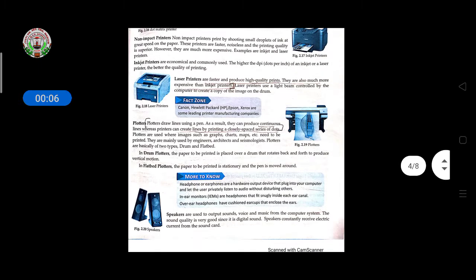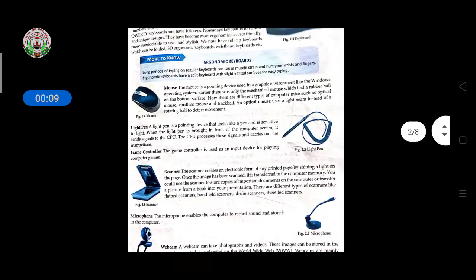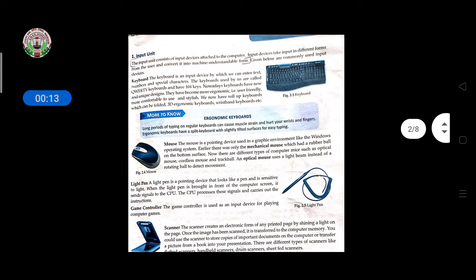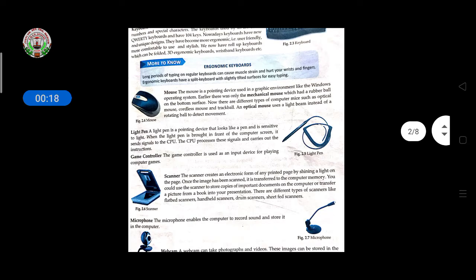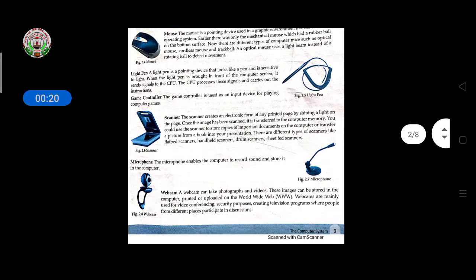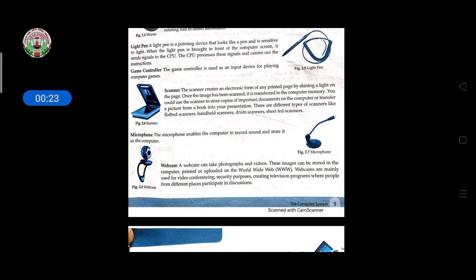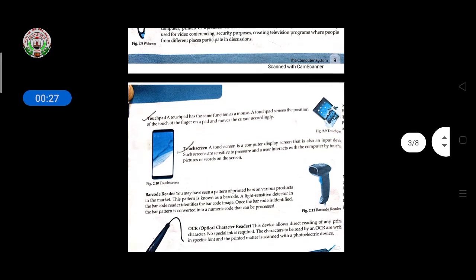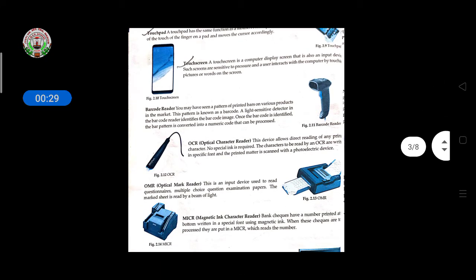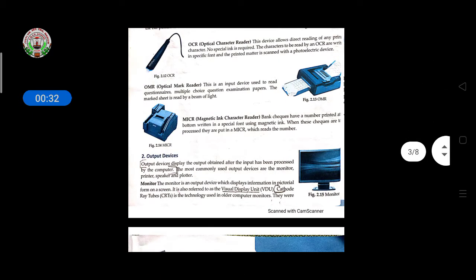So, children, last class we had discussed input units. In the input unit, there are different input devices: keyboard, mouse, light pen, scanner, microphone, webcam, touchpad, touch screen, barcode reader, OCR, OMR, MICR. These are the different input devices used in the input unit.